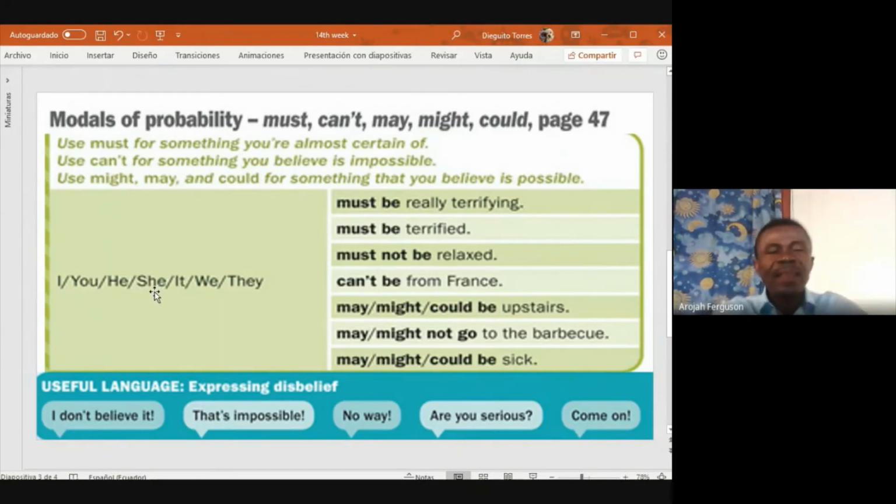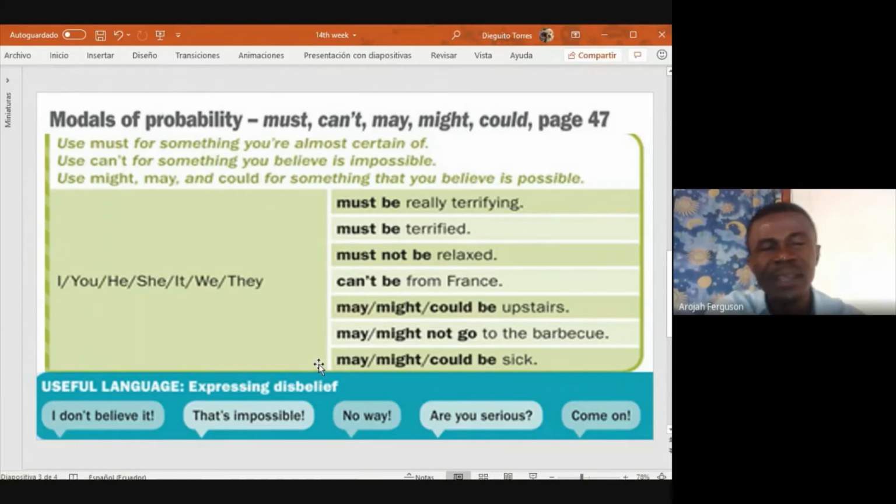Then the next one, you have may, might, plus the negative, not go to the barbecue. So let's choose anyone. The first one comes to mind easily, readily. I may not go to the barbecue, or you might not go to the barbecue, or we might not go to the barbecue. Don't forget, not makes the sentence negative.